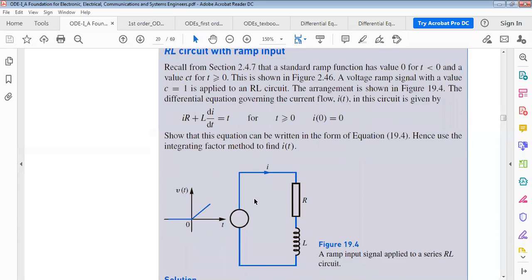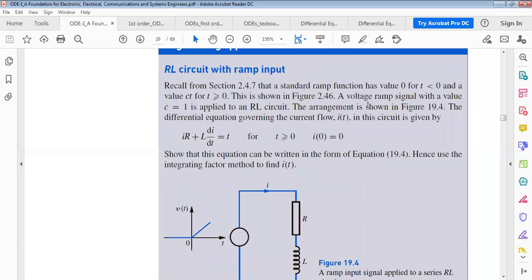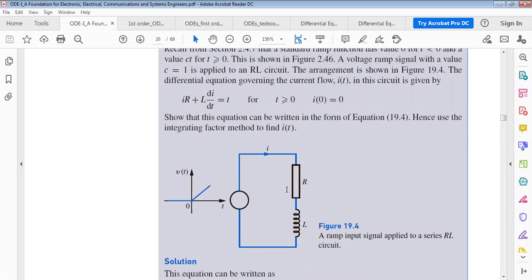This figure shows a voltage ramp signal with a value c equals 1 applied to an RL circuit. I will give you this lecture sheet. The arrangement is shown in figure 19.4. This is actually the circuit figure. The differential equation governing the current flow, actually the current i at time t in the circuit, is given by this.